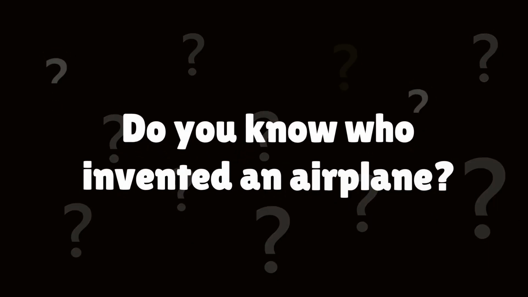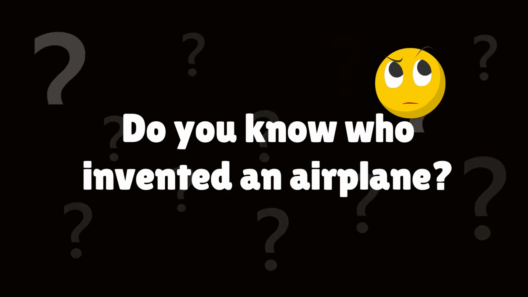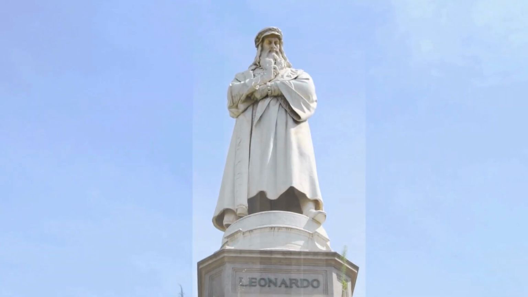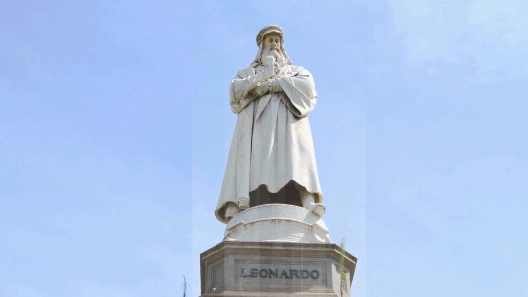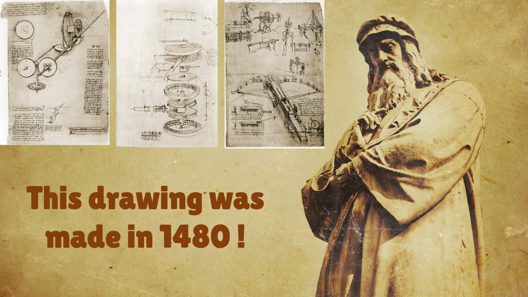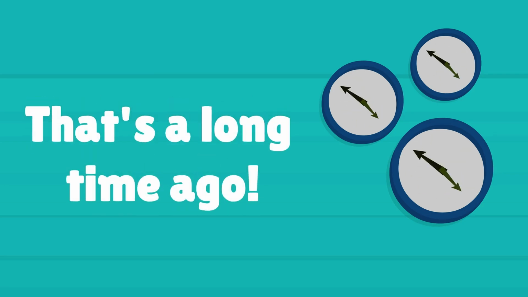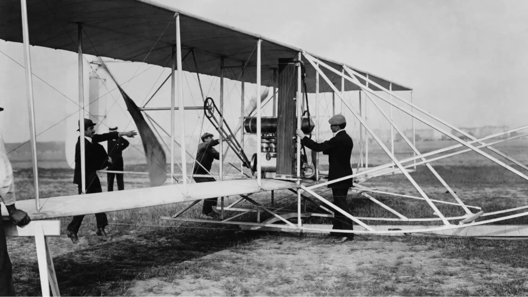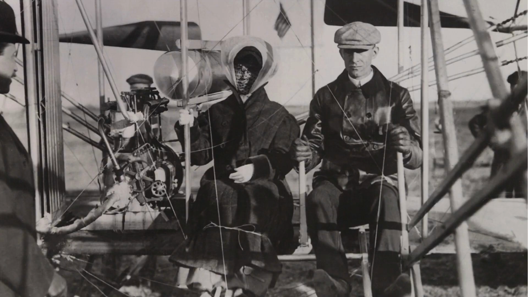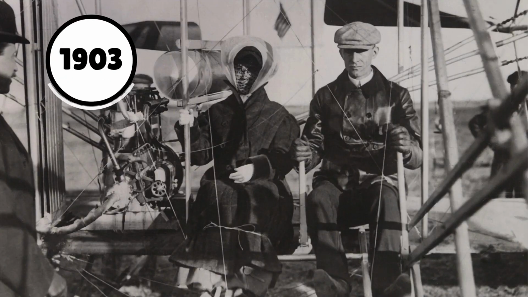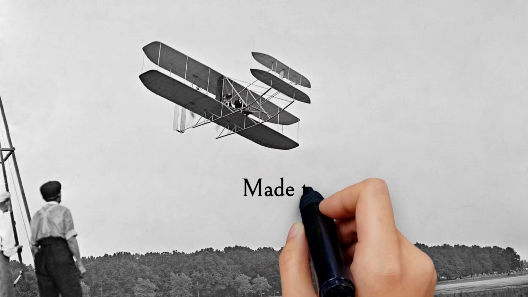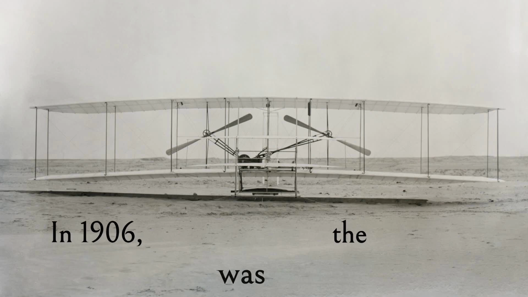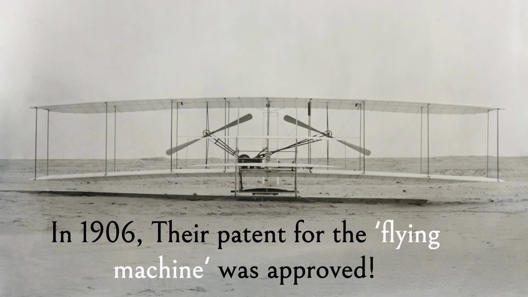Do you know who invented an airplane? Are you familiar with Leonardo da Vinci? This very famous man made a design for a device to fly with very early on. This drawing was made in 1480. That's a long time ago. And that's long before we actually started making vehicles to fly with. The first powered airplane was eventually invented by the Wright brothers in 1903. In that year, the Wright brothers made the very first man-powered flight ever. 3 years later, in 1906, their patent for the flying machine was approved.